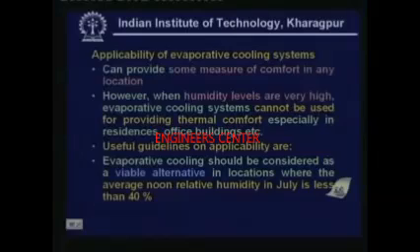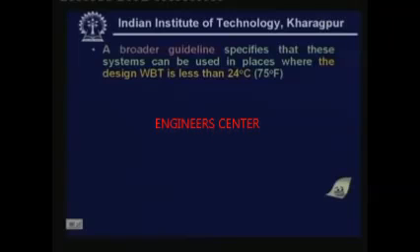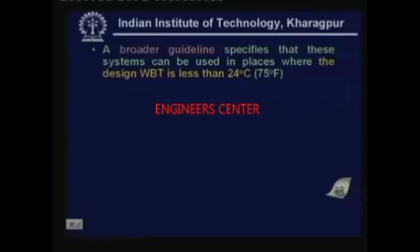Okay. However, it is seen that you can also use evaporative coolers in areas where the known relative humidity is slightly higher than 40%. Okay. So, that means this is a very stringent guideline. So, there is another broader guideline which says that evaporative coolers can be used in places where the design wet bulb temperature in summer is less than about 24 degrees centigrade or about 75 degrees Fahrenheit.